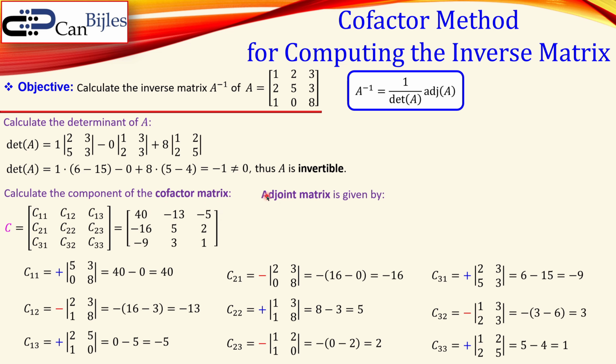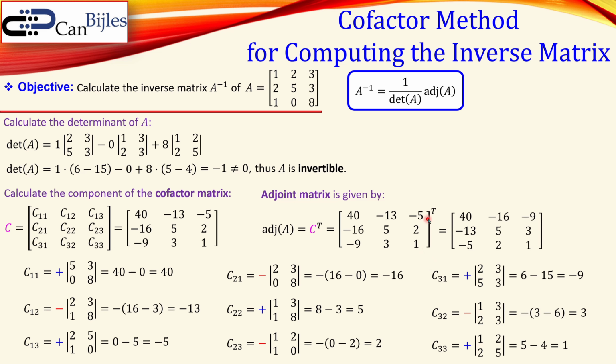Now the next step is to create the adjoint matrix, that is given by the adjoint of A, which is the cofactor matrix with a transpose of that one. So you need to transpose this matrix. How to do that? You make this row a column. Here we go. So you get 40, minus 13, minus 5. You put it now here vertically. Now this horizontal, minus 16, 5, 2, you put it like so, in the second column. Now the third row will be the third column, minus 9, 3, 1. That's shown here.